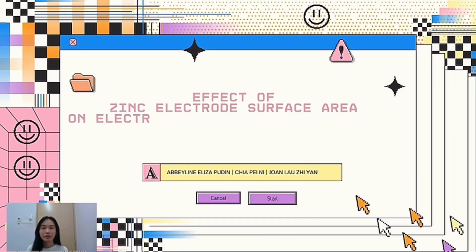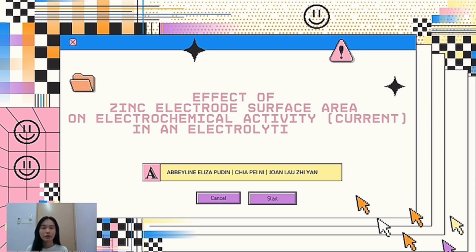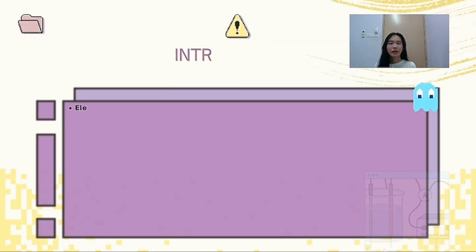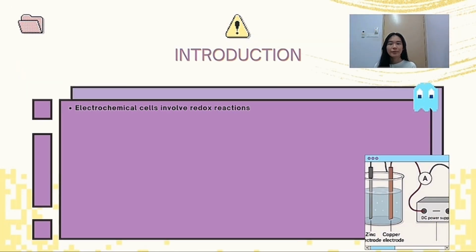Today, we'll be presenting on our experiment entitled The Effect of Zinc Electrode Surface Area on Electrochemical Activity, which is current in an electrolytic cell. I'm John Lau, and let me start with the introduction part.